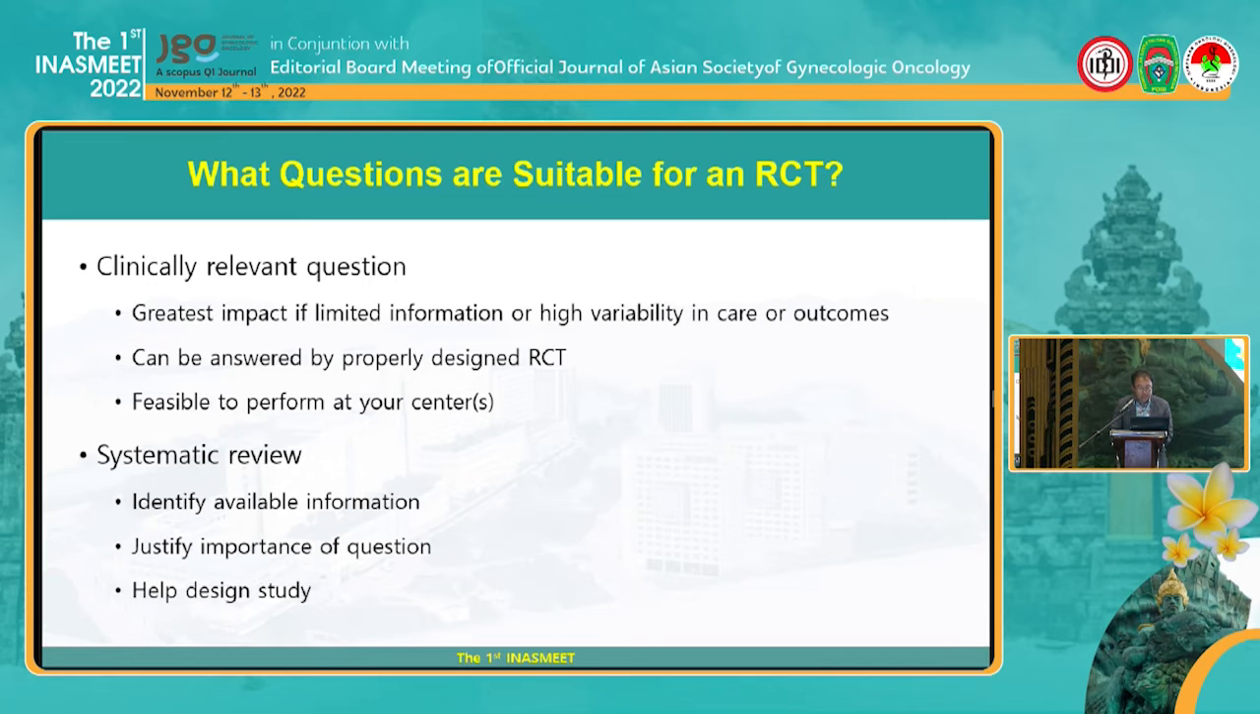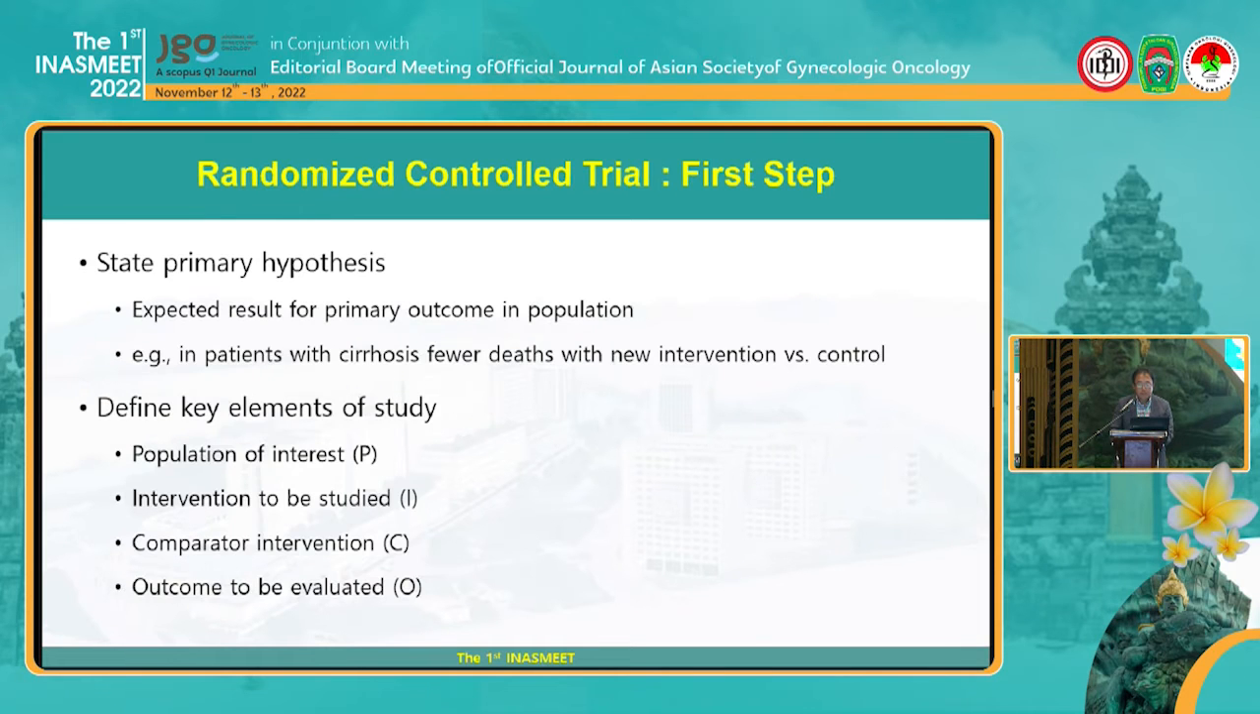Then, it is necessary to confirm that the question has not already been answered by an appropriately powered randomized controlled trial by other researchers. This requires a systematic literature review. A hypothesis has to be formed for a research question to be answered using a randomized controlled trial. The hypothesis has to be precise.